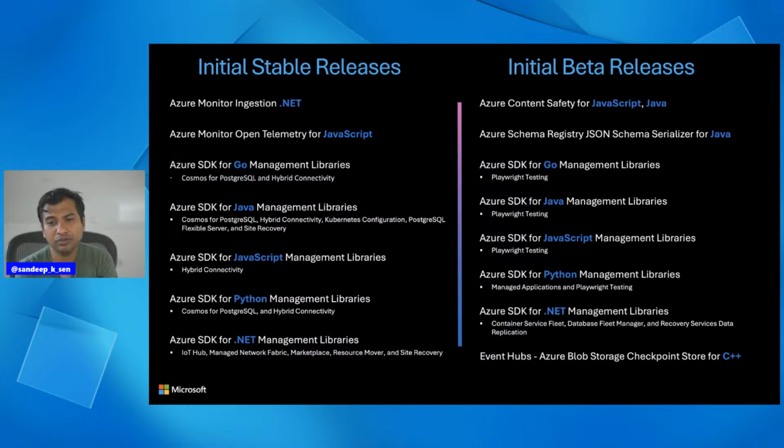For beta, we mostly have again a management library for our Playwright testing services. If you haven't checked it out, please go check it out. We also have a blob checkpoint store for C++, so in addition to in-memory checkpoint and Event Hubs, you can do a blob storage checkpoint store as well. Other than that, we have a beta for Azure Content Safety for Java and JavaScript, and schema registry serialization for Java. These are beta. You can check them out, give us feedback, and we'll improve.